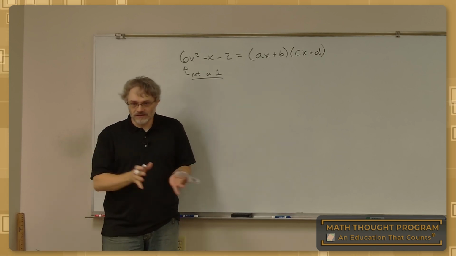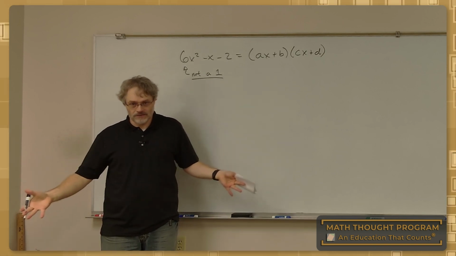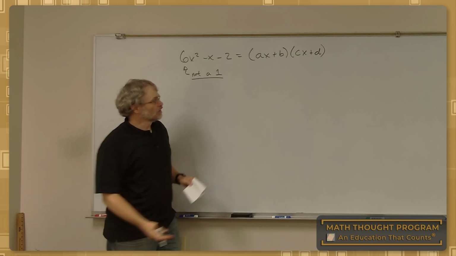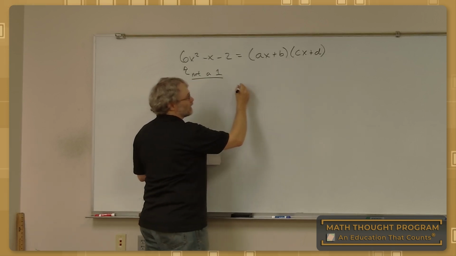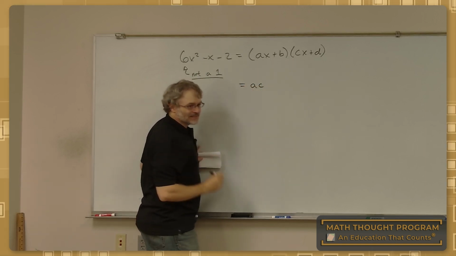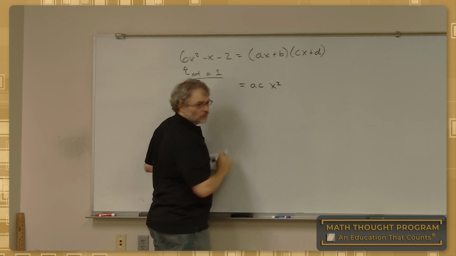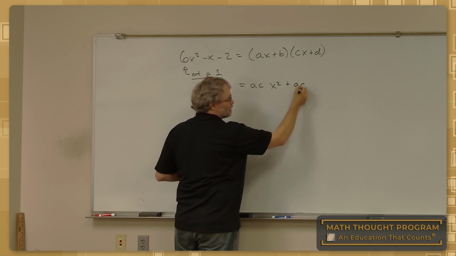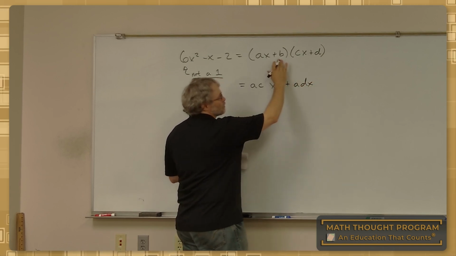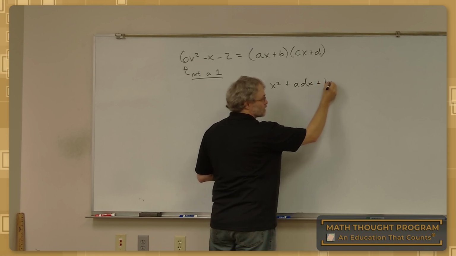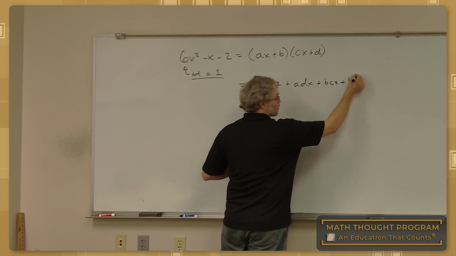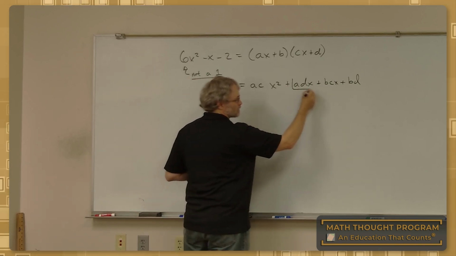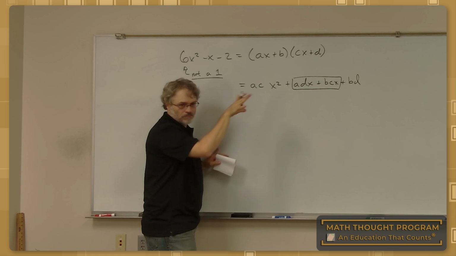And I'm going to do something very similar. All I want to do is take this and expand it out, because again, I'm just trying to understand how this thing works. Well, when I expand out, I'm going to have acx squared, plus adx, plus bcx, and then finally bd. Combine like terms, pull the x out.